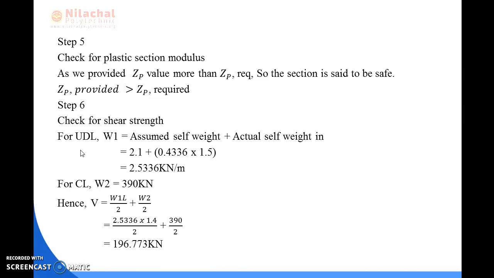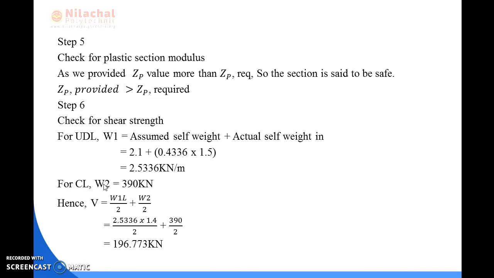So to convert it into factored load, we have to add 2.1 plus 1.5 into 0.4336. Hence the value is 2.533 kilonewton per meter. So now W2 is given as 390 kilonewton. So we don't need to add self weight with W2 because it is a point load, so we don't need to add the self weight with the concentrated load. We only add the self weight with the UDL type of value.